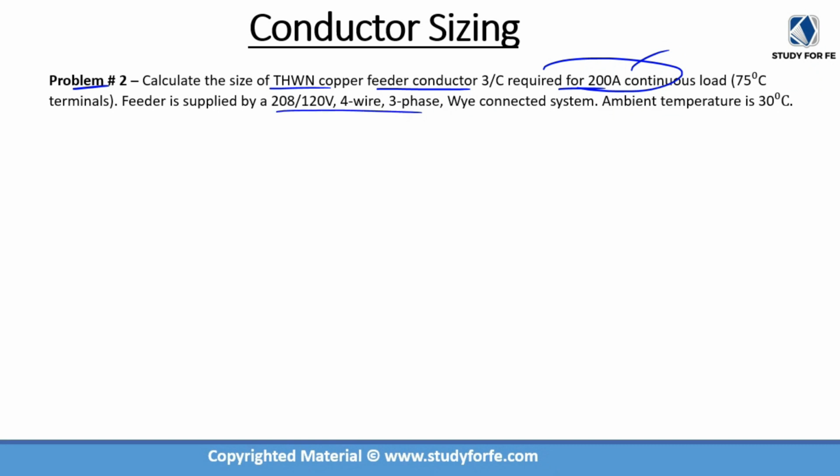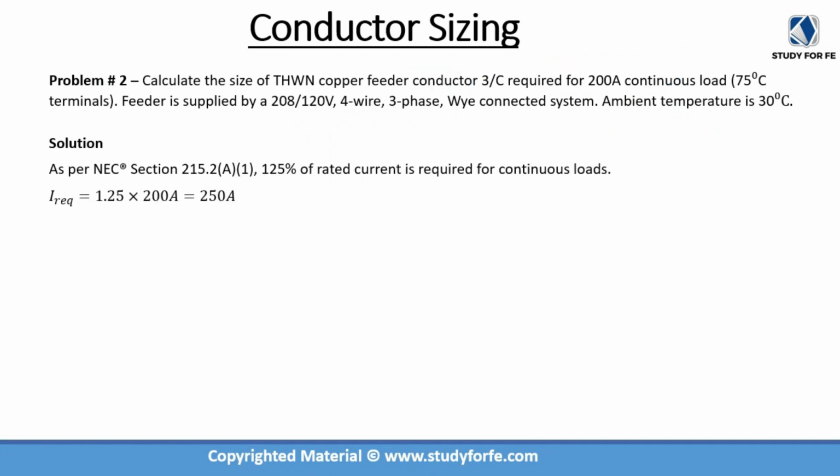The power supply is still the same, and the ambient temperature is still the same. But we are dealing with a feeder conductor in this case. As I discussed earlier, for both feeder and branch circuits, it's 125% of the rated current when you have continuous load, and 100% when you have non-continuous load. So we are going to take this number 200 amps, which is provided to us, and we are simply going to do 1.25 on it, and we end up with 250 amps.